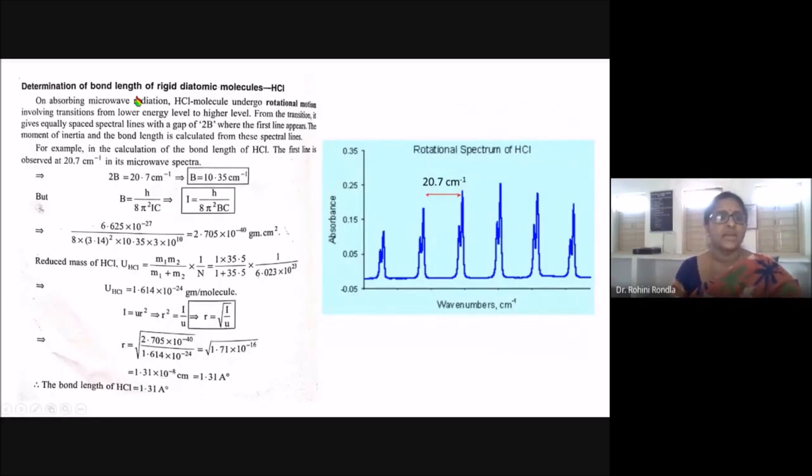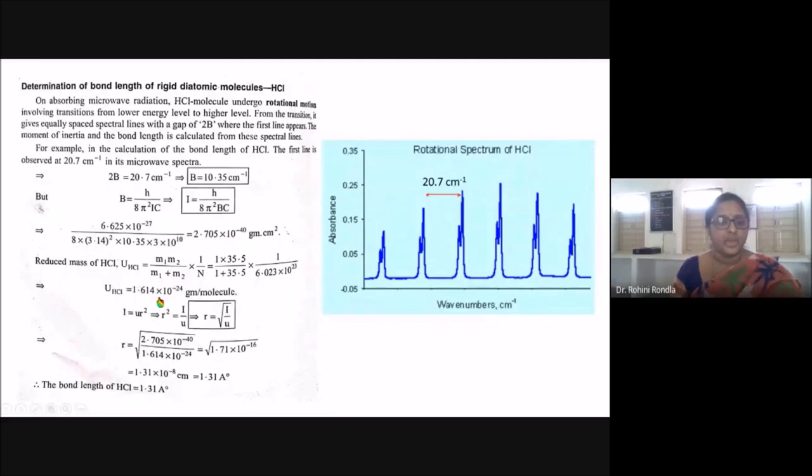And next, calculating bond length of diatomic molecules, example HCl. And this is the rotational spectrum of HCl. Here this spectra is showing 20.7 centimeters. Okay, so this is the 2B, first level 2B అనుకున్నాం కదమ్మా. So 2B is equal to 20.7 centimeters. Then B is rotational constant కదా, ఏమవుతుంది అప్పుడు 20.7 by 2 కదమ్మా, 10.35. This is moment of inertia formula. Now substitute the values. So ఏమొస్తుంది ఇక్కడ మీకు 2.705.